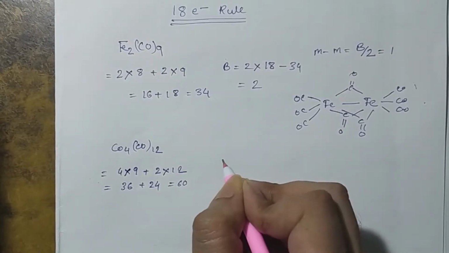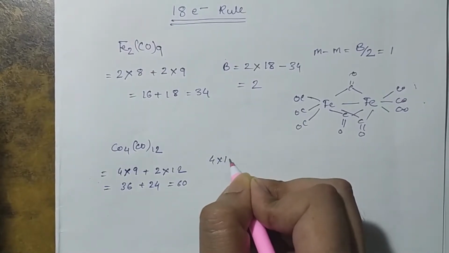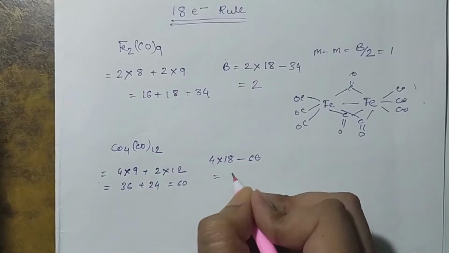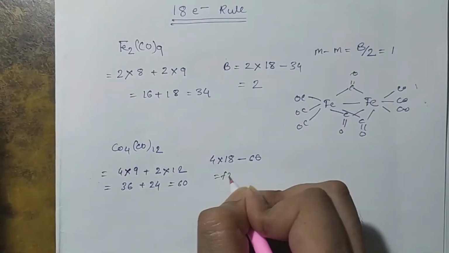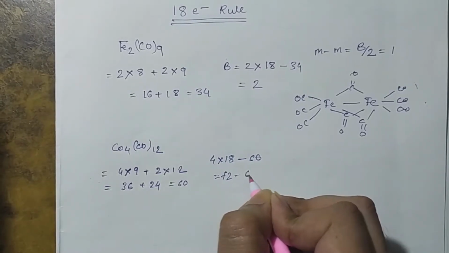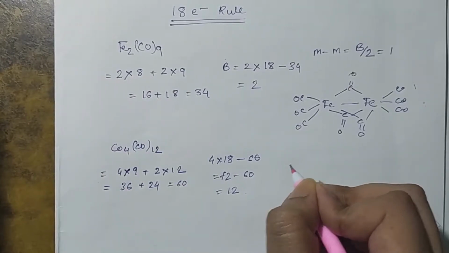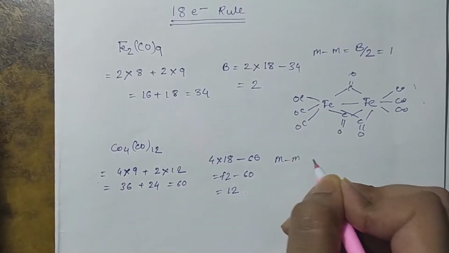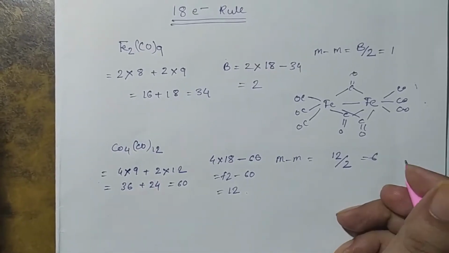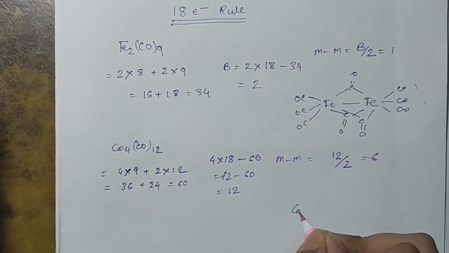So that is A. Now there are 4 metal centers, so 4 into 18 minus 60. This 4 into 18 is 72. We get 60, so we get 12. So now for the number of metal-metal bonds, we just have to divide 12 by 2, that is 6 metal-metal bonds. So what could be the probable structure?